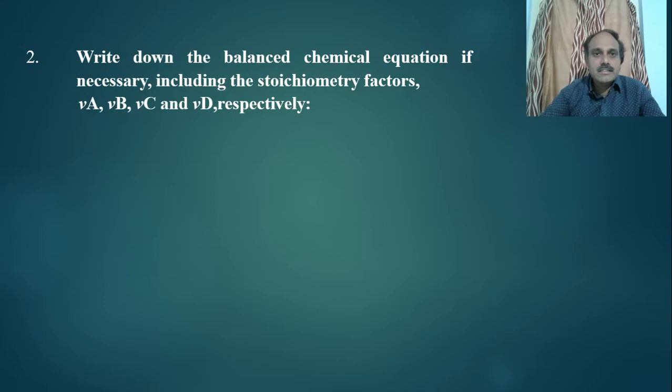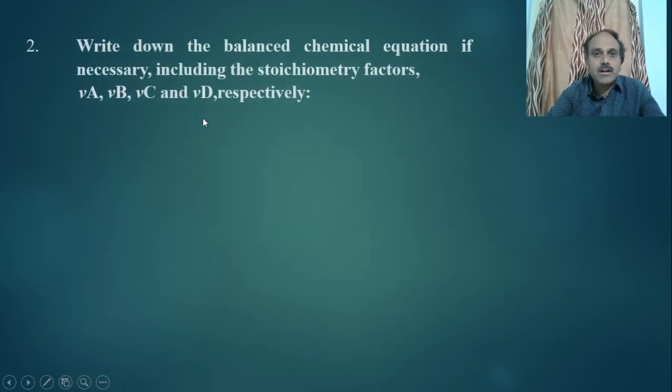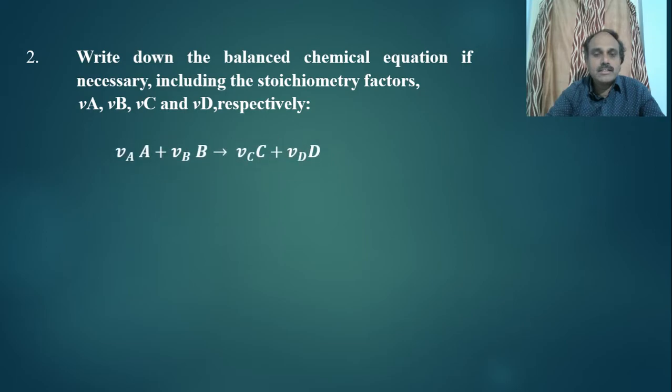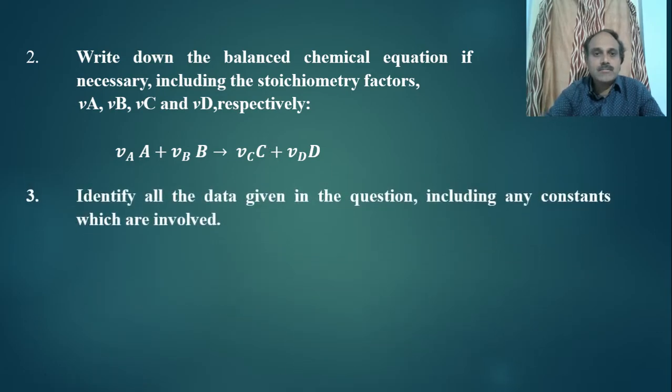Next, write down the balanced chemical equation if necessary, including the stoichiometry factors, that is, what moles of A and B are the reactants and what moles of C and D are the products involved in the reaction. Write the stoichiometric equation if it is necessary for the problem. And the third important step is to identify all the data given in the question, including any constants which are involved.